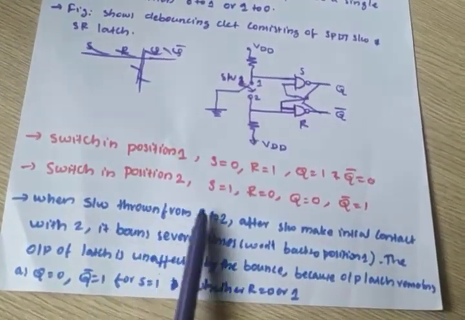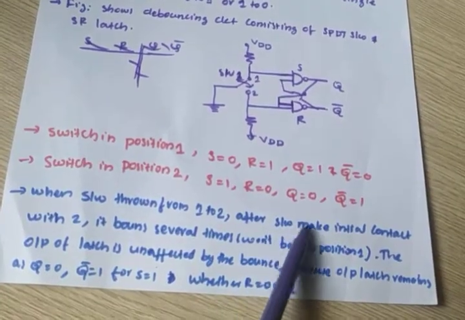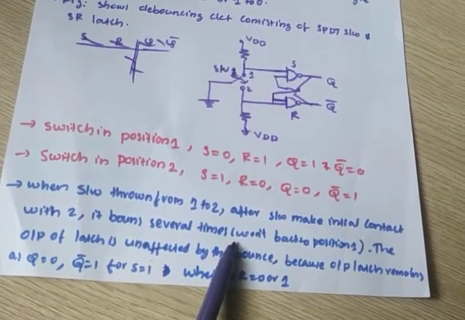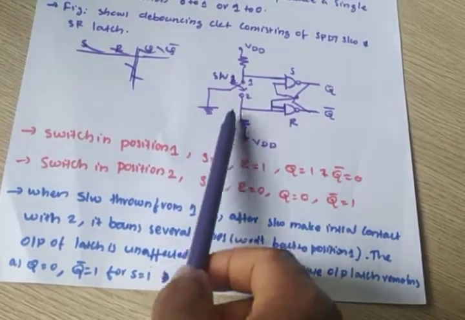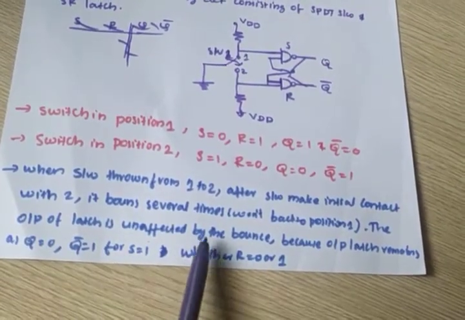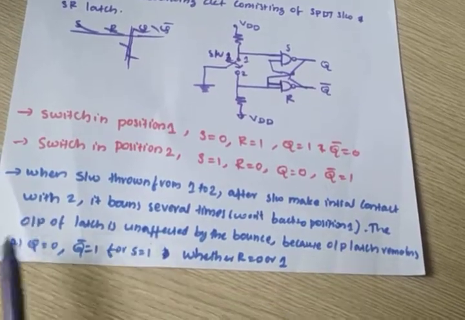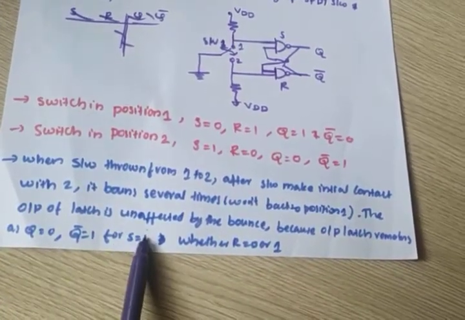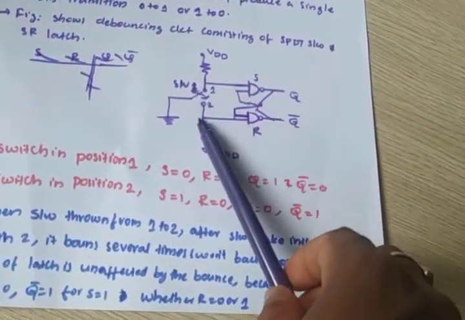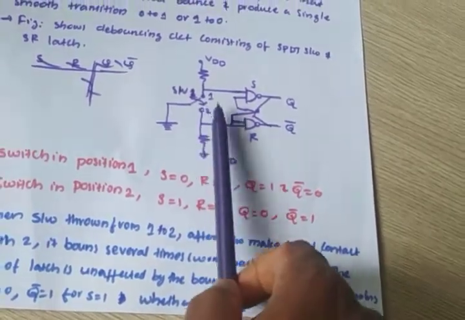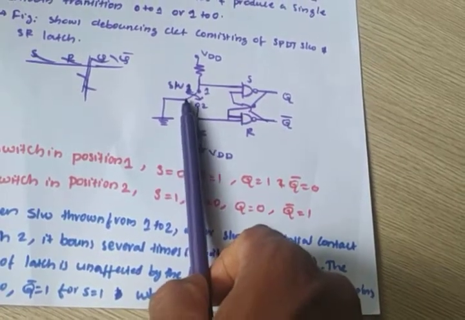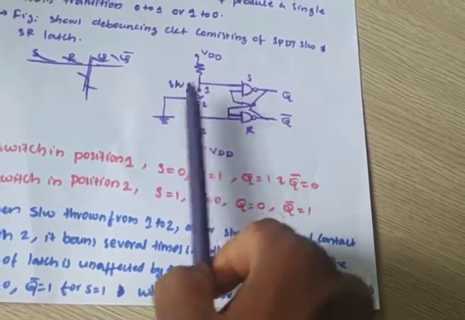Okay. When the switch is thrown from 1 to 2, after the switch makes initial contact with 2, it bounces several times. But it won't go to position 1. The output of the latch is unaffected by the bounce, because the latch output always remains Q is 0, Q bar is 1 for S equal to 1. Whether R is 0 or 1, that's not a problem here. See, when it is connected to 2, it is actually bouncing back, but it will not go to 1. That is, it makes a contact, then breaks a contact, again makes a contact, then breaks a contact. Like that it is going.